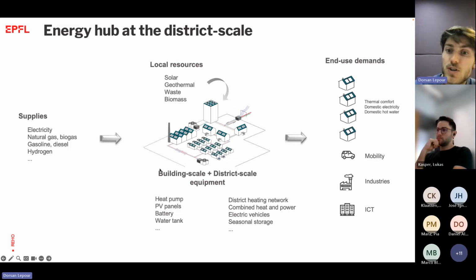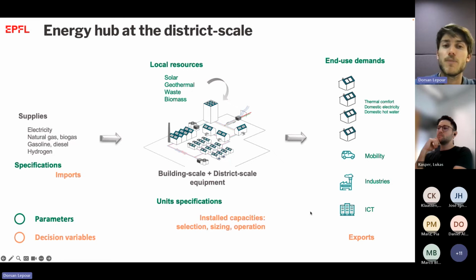Now for the energy conversion and energy storage technologies to interface the supplies and the loads, we have some building scale equipment, because each building can have its proper equipment, but we can also have some district scale equipment. This latter being a shared infrastructure, for example, district heating network, combined heat and power, electric vehicles, seasonal storage, and so on.